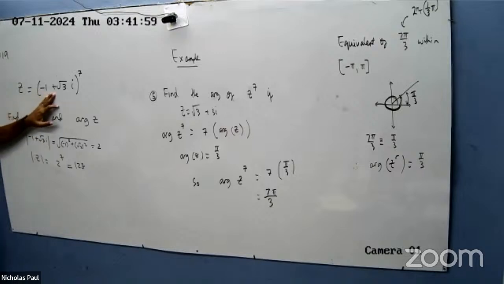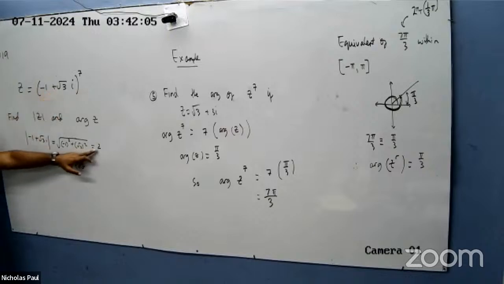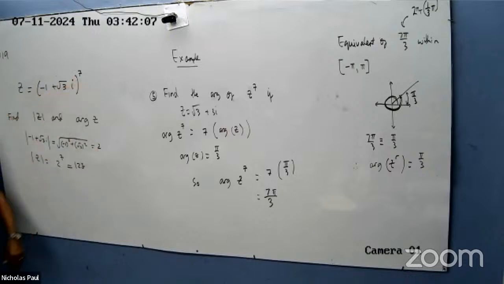Remember, this is not z, yeah? So what's your notation, right? So I found the modulus of this, which is 2, and then I find 2 to the power of 7. Okay? That's the first one.